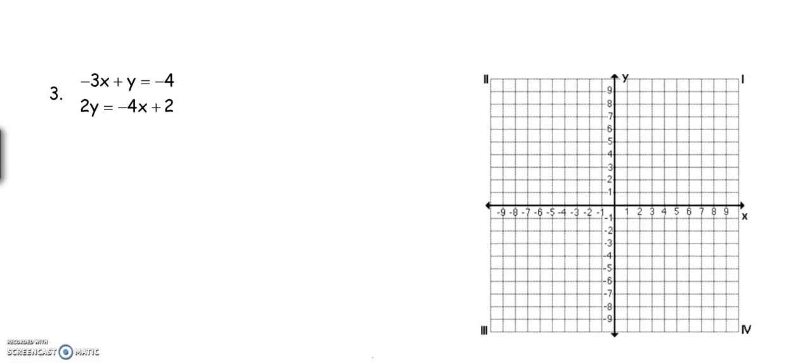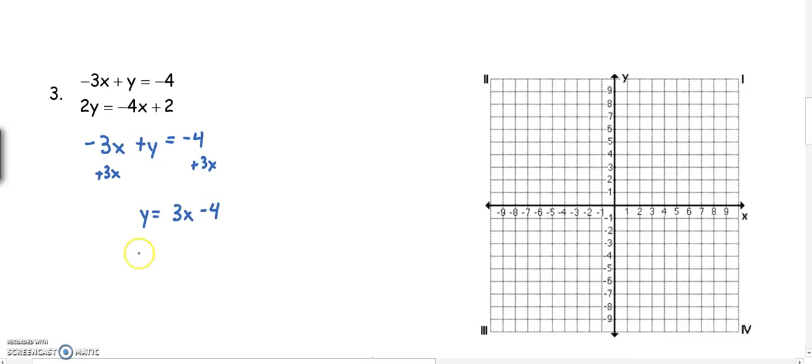So in this case, I'm going to have to solve in order to get y by itself in both equations. So in the first equation, we have negative 3x plus y equals negative 4. To get y by itself, I need to move over this negative 3x. So because it's negative, I'm going to add 3x to both sides. Y equals 3x minus 4. So in this case, my slope is 3 over 1, and my b value is -4.